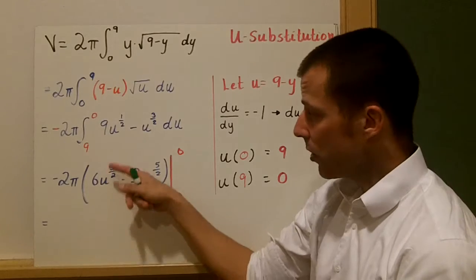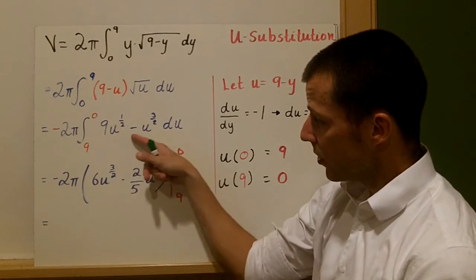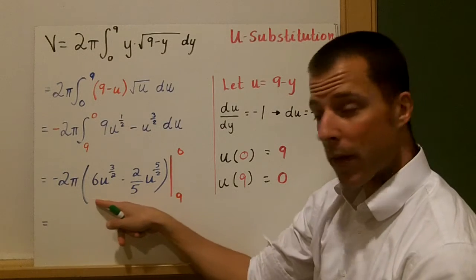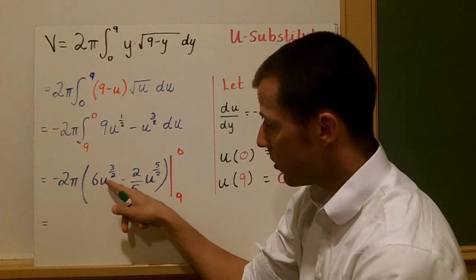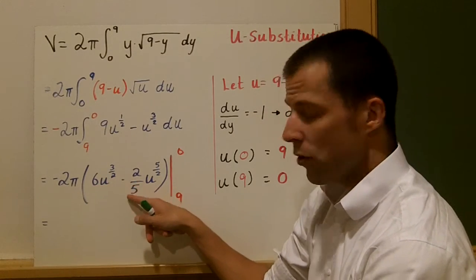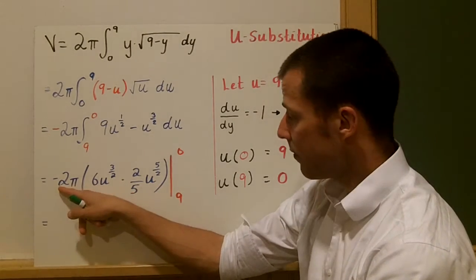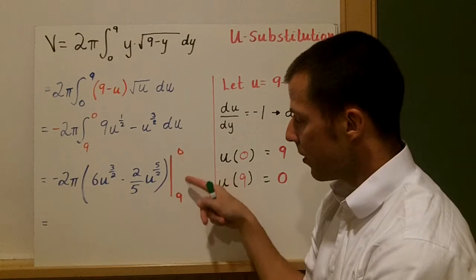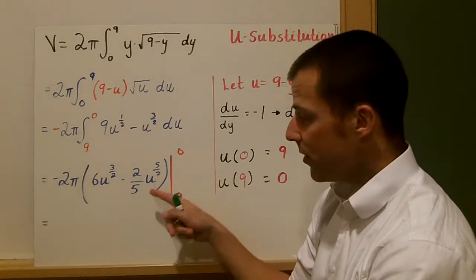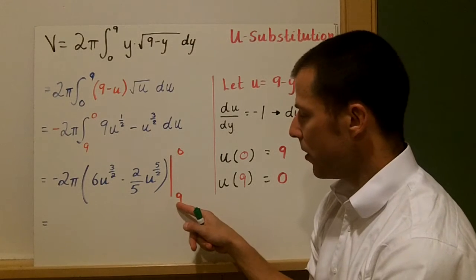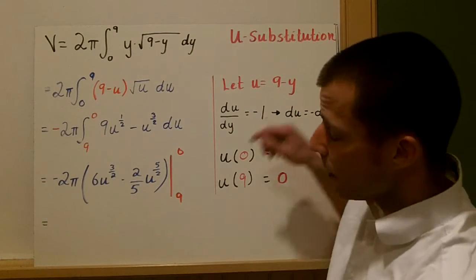So like all other integrations, once we have this function here, we're just going to simply integrate. So we do that in this step right here. So we've integrated, we have 6u to the 3/2 minus 2/5 u to the 5/2. And the negative 2 pi is still up front. And now we're going from 0 to 9. Well, when you plug in 0, since both these terms have a u, it's just 0. So really all we have to do is plug in 9. And let's see what that looks like.